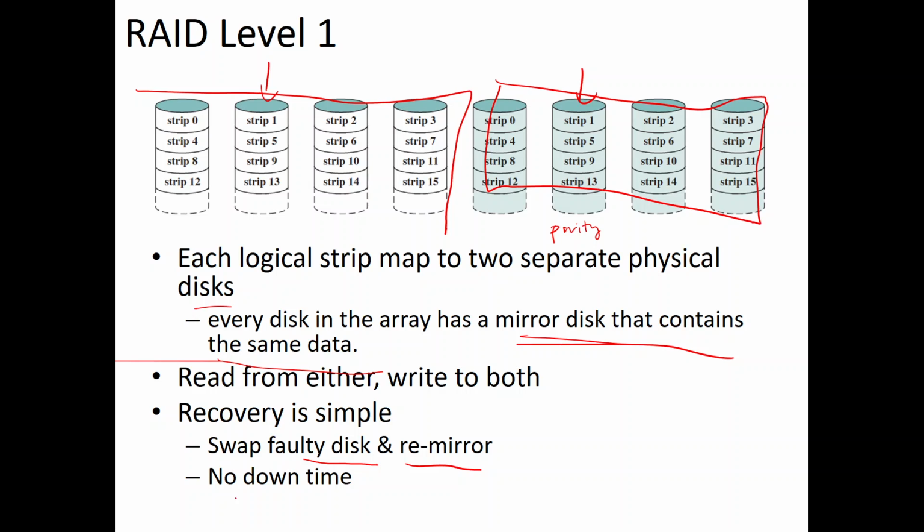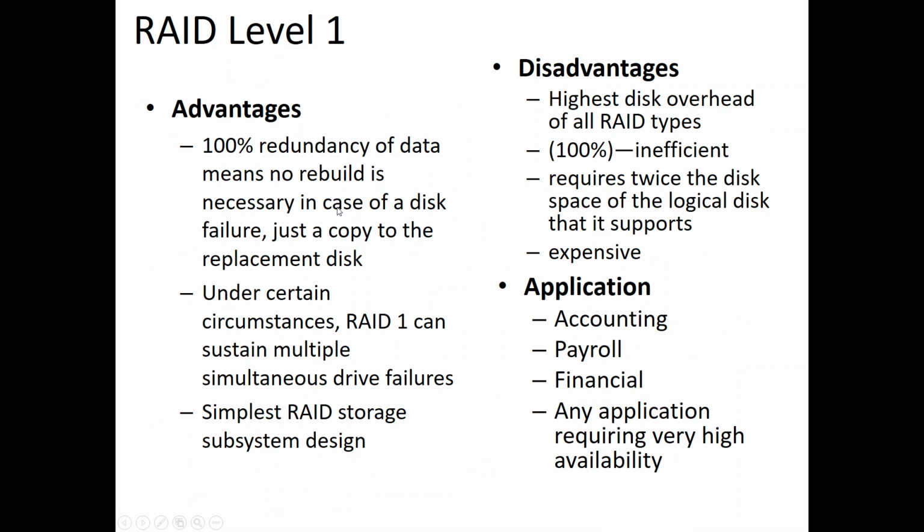Okay, so that's why kita panggil dia, yang ni kita panggil mirroring tu dia part of the redundancy. So disebabkan kita buat macam tu, there is no downtime. Okay. So advantages is that 100% redundancy of data means no rebuild is necessary in case of a disk failure. Dia just copy saja daripada replacement disk. Under certain circumstances, RAID 1 can sustain multiple simultaneous drive failures. Okay. And then simplest RAID storage subsystem design. This is very simple disebabkan dia just copy saja, dia mirror saja dengan apa yang original punya.